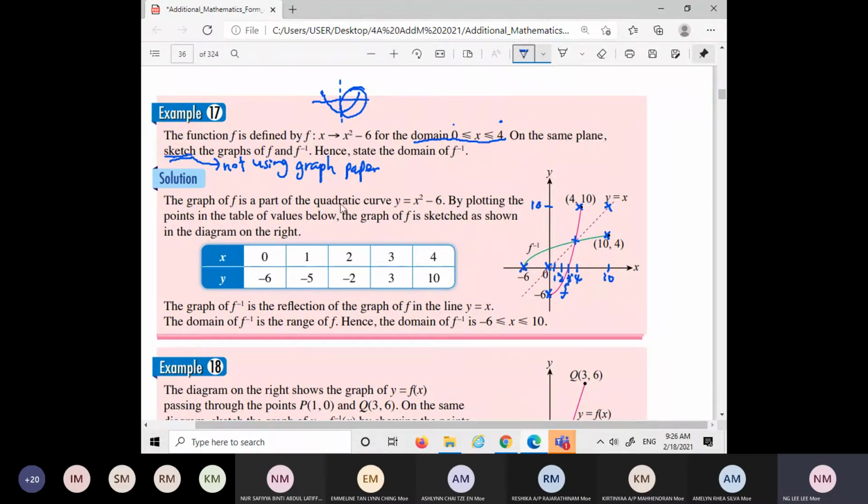After that, remember the last part of the question, you have to state the domain. The domain means the x, so it's from here to here. Therefore, the answer is -6 and 10. It has an equal sign, because here this one has an equal sign, so this one follows and has an equal sign.